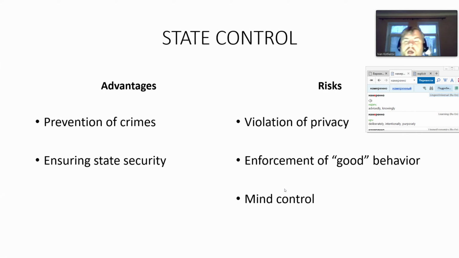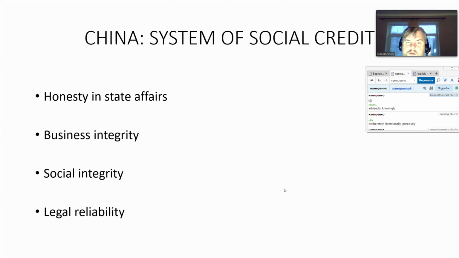Okay. So probably the most known system of such state control is the system of social credit introduced in China. I guess you have heard about it. It is really a buzzword in the contemporary literature. But we will discuss it in more detail in order to understand the basics of the system because it is more complex than it is usually presented in the literature.